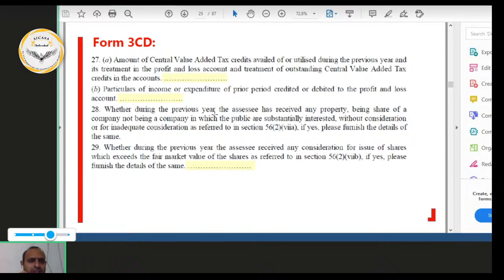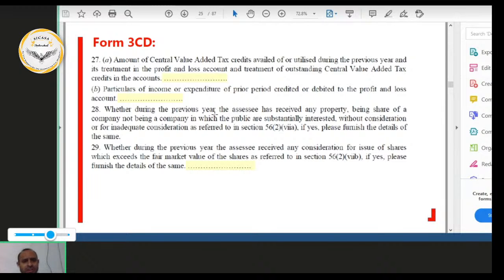Then, what does 27B talk about? Prior period income, prior period expenditure, which is debited to the P&L account. You need to certify it. So if it is a prior period income or prior period expenditure, you need to quantify and give. Whatever is there in the financials, you need to test check whether there are some other items which are sitting, which are not properly reflected, etc.